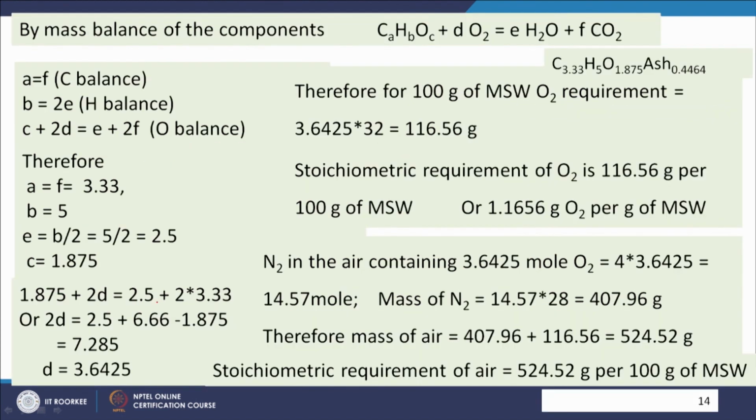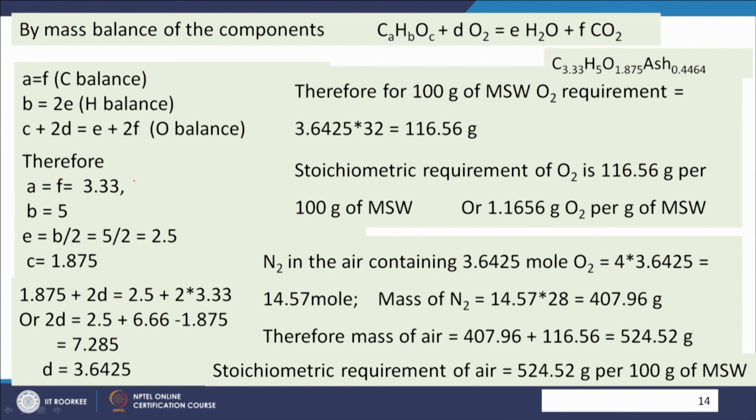So, now if we consider the carbon balance, so that is equal to 1 and this is F moles. So, A is equal to F from the carbon balance. If we do the hydrogen balance, so left side is B mole and 2E mole. So, B equal to 2E, and if we do the oxygen balance, then C plus 2D left side and right side is E plus 2F. So, these are the relationships we are getting. Again A is equal to, already we have got 3.33. So, A equal to F equal to 3.33.